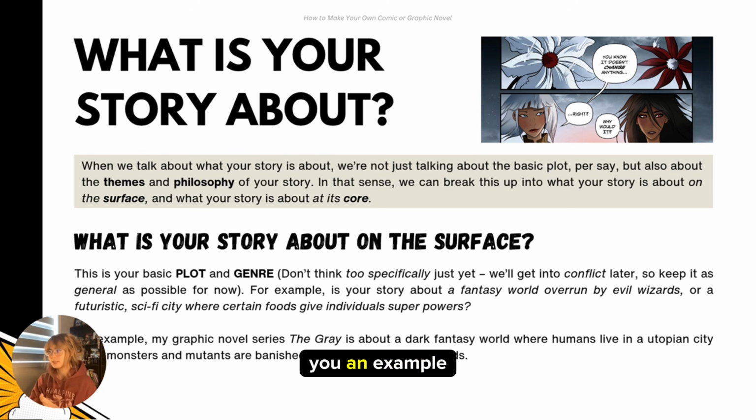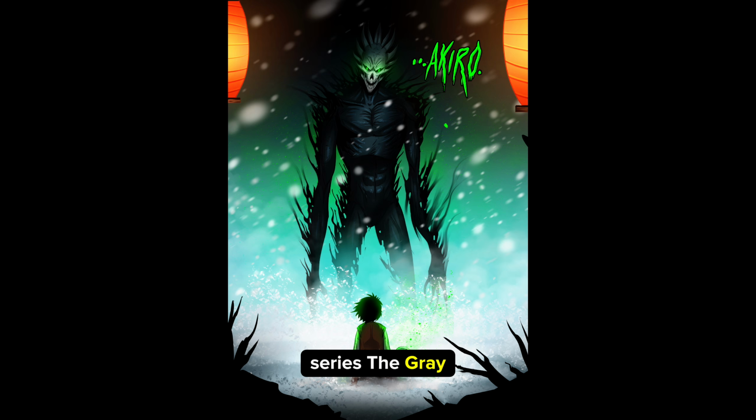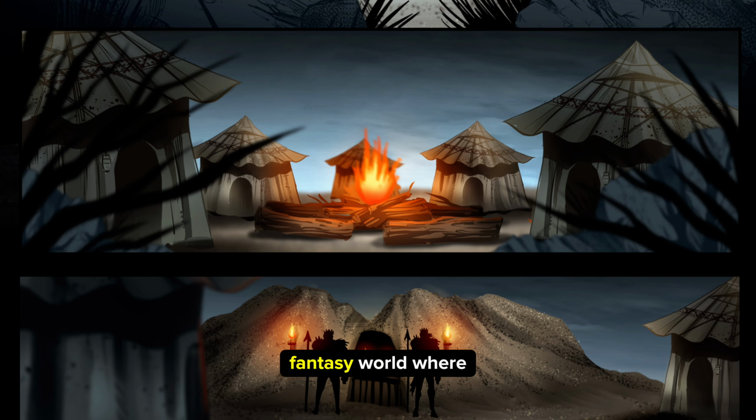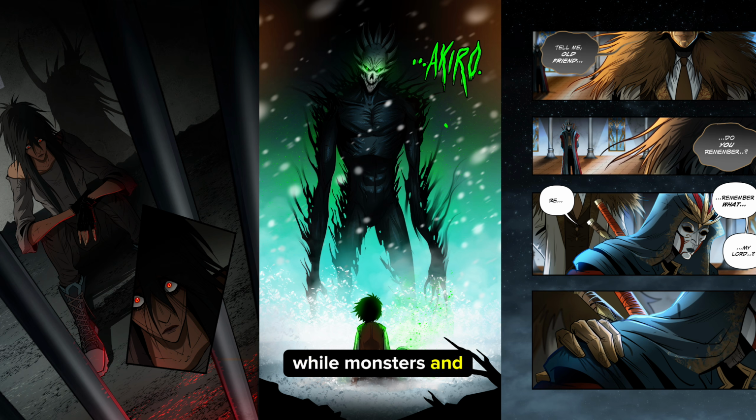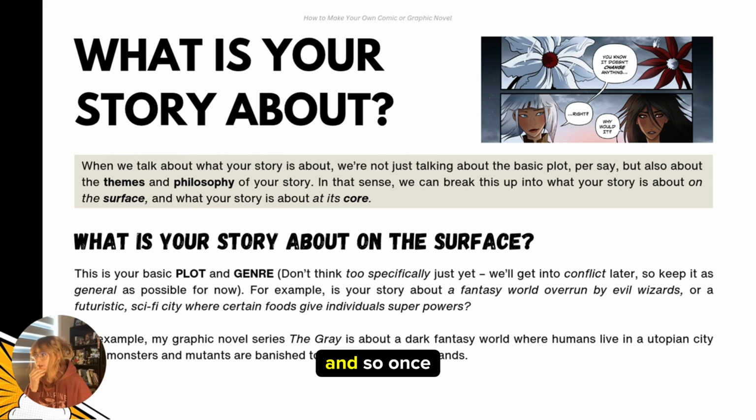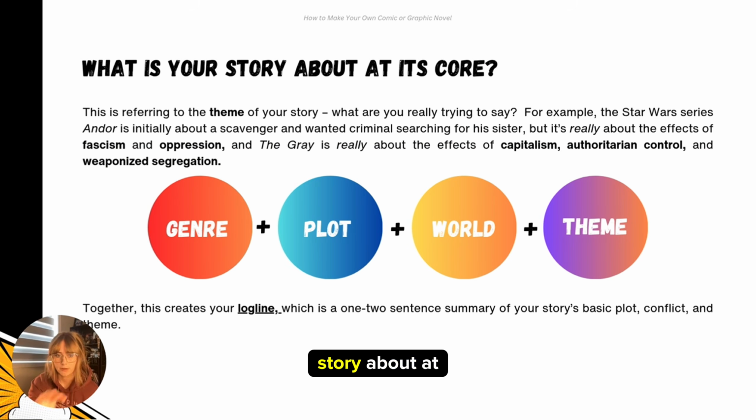So to give you an example, my graphic novel series, The Grey, is about a dark fantasy world where humans live in a utopian city while monsters and mutants are banished to an anarchic outer land. So once you have that established, you can start thinking about what is your story about at its core. And this is referring to the theme of your story, essentially. If you combine these together, you get a logline.